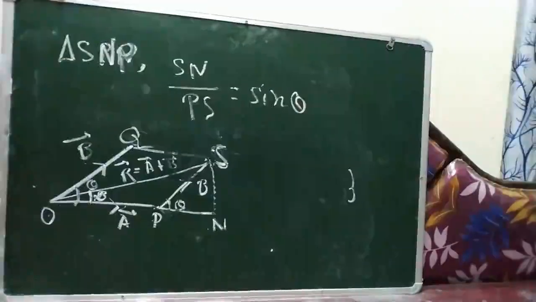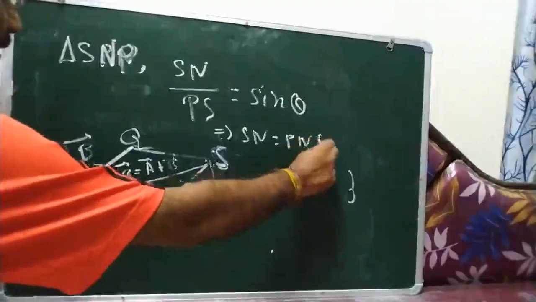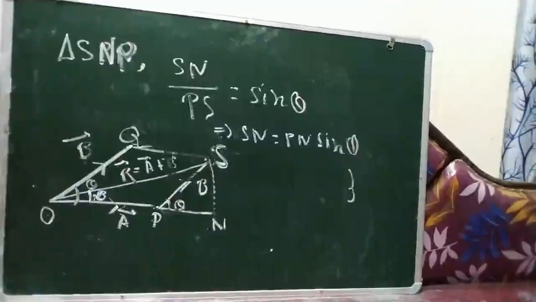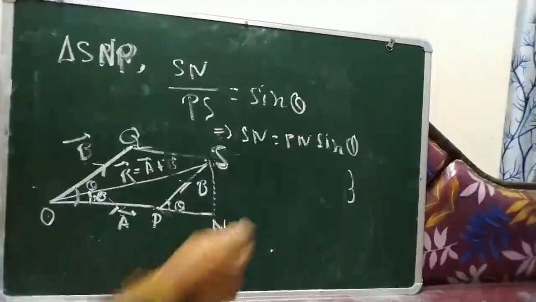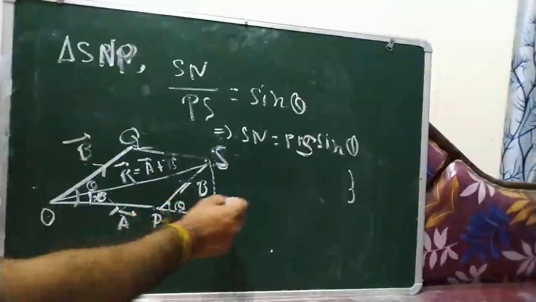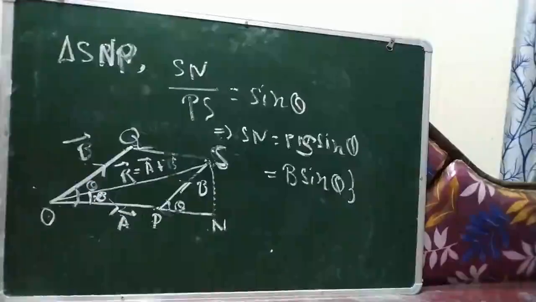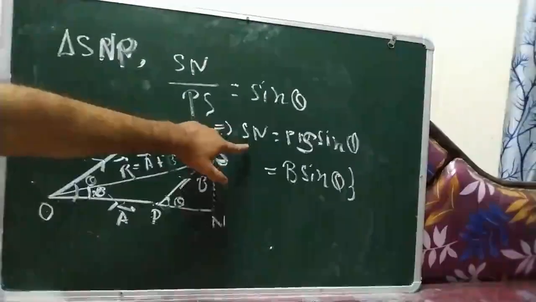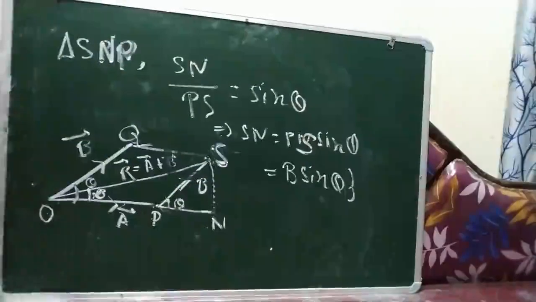Okay, so from this you calculate SN. SN means PS sin theta. PS is B, so the value of SN is B sin theta. Okay, is it clear? So from this right angle triangle, SN by PS equals sin theta. So SN means PS sin theta. PS was B, so putting B, SN equals B sin theta.